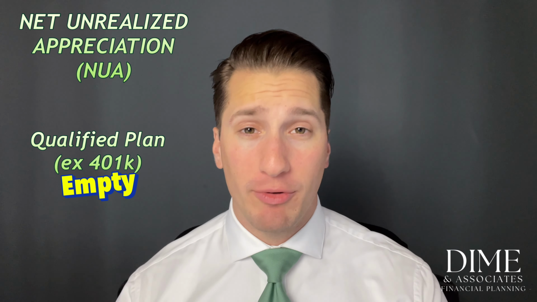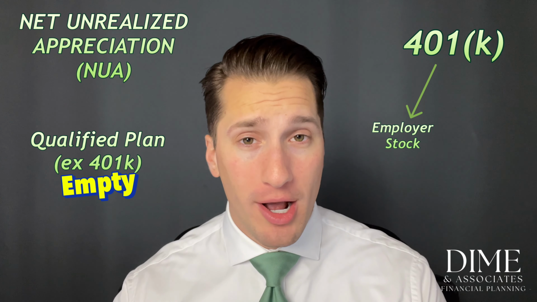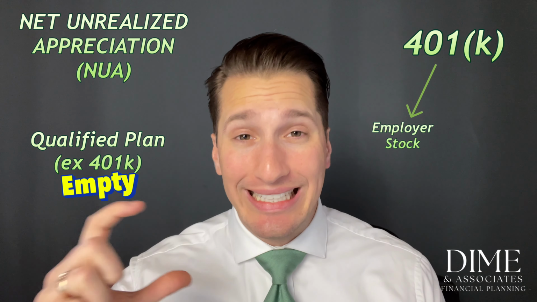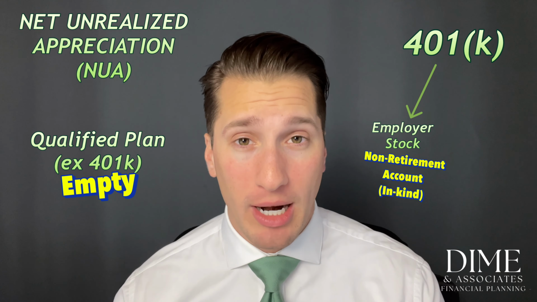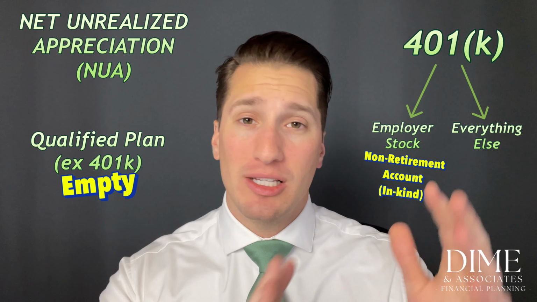I understand that some plans will have onesie-twosie dividends and stuff that kick in subsequent years. That won't disqualify you from the strategy. Essentially, you need to do your best effort to make sure the account is entirely empty and closed. Number two, all the stock that you want to use for the NUA needs to have landed inside that non-retirement account. And number three, everything else has been moved to an IRA.